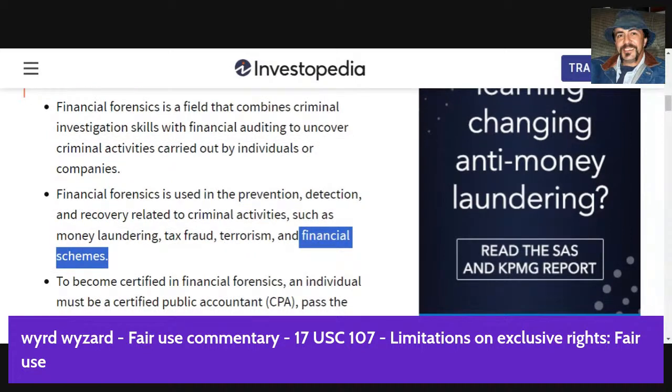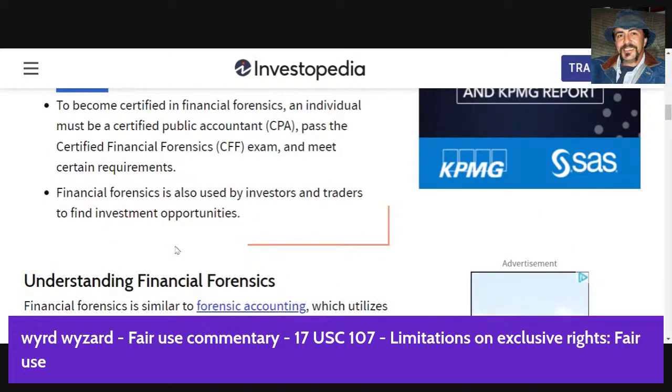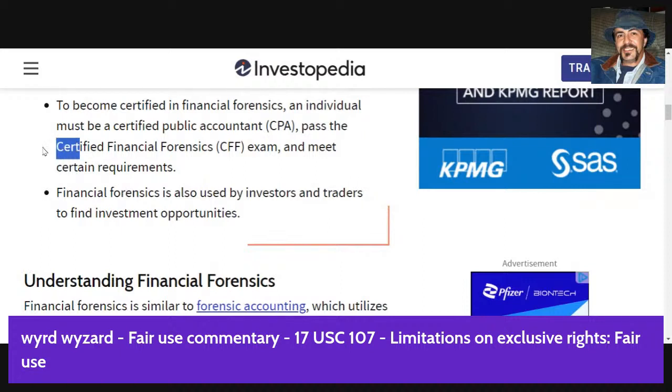To become certified in financial forensics, an individual must be a certified public accountant, pass the certified financial forensics exam, and meet certain requirements. Certain and certified. Anytime there are certain requirements, there must be certifications. So the certain requirements for enumeration at birth meant certain certifications had to be met, and those certain certifications are not met.